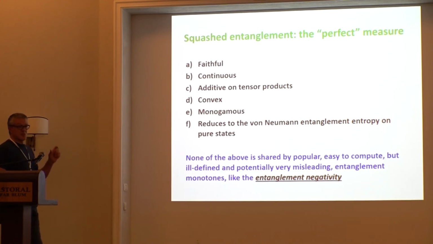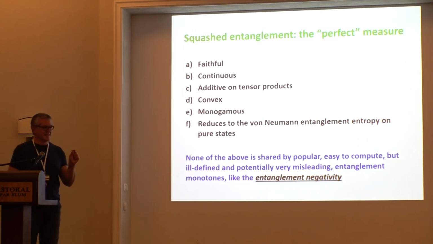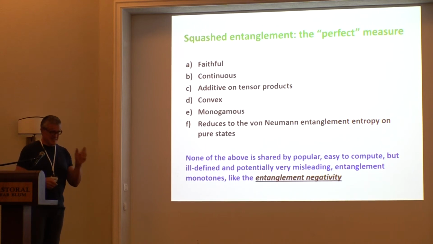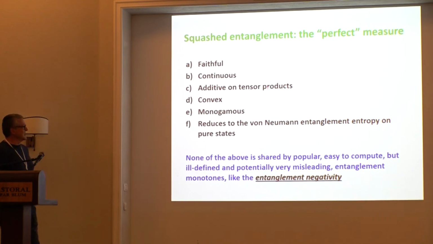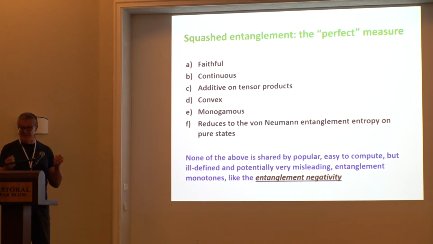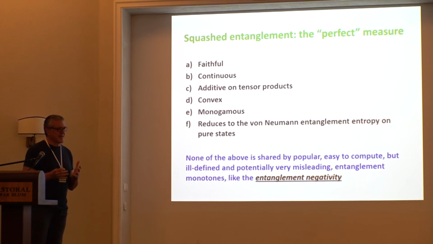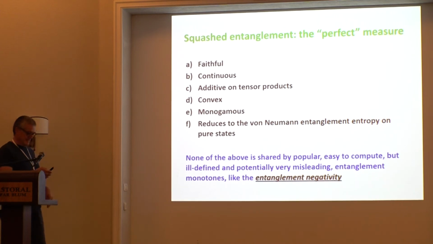Continuous. If two states are very close in Hilbert space, I expect that their entanglement is very close. Very few measures are continuous, and the negativity is not, for instance. Additive on tensor products. This everybody understands about an extensive quantity. Extensive quantities have to be additive, like an entropy. If I have a tensor product of two entangled states, then the total entanglement must be the sum of the two separate entanglements, exactly like the standard entropy in thermodynamics. If it's sub-additive or super-additive, not that great. And indeed, the negativity is not additive, for instance.